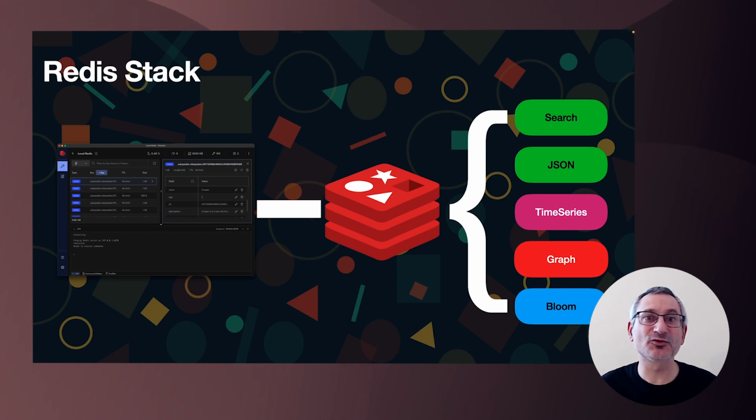It brings some additional probabilistic data structures to Redis, including the Bloom filter, and you'll see me on YouTube with other content that talks about that. It's well worth a look.